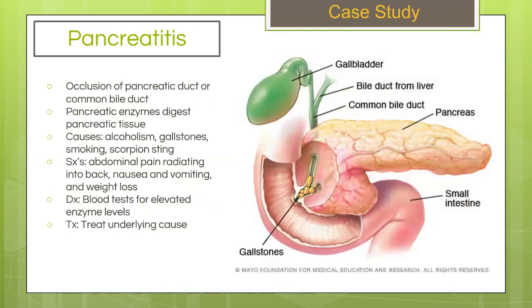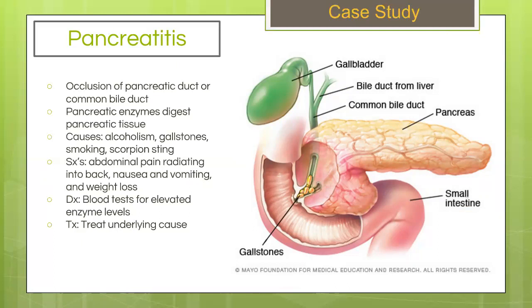So we have a second case study, and this is pancreatitis. Itis just means inflammation, so this is inflammation of your pancreas, and it is when the pancreatic enzymes start to digest the pancreatic tissues. This usually happens because there's some type of occlusion, so a blockage in the ducts of the pancreas or into the duct that enters into the duodenum, and that way the digestive enzymes can't be secreted into the duodenum. So instead of going into the small intestine, they stay in the pancreatic tissue and they start digesting the pancreatic tissue, which is not good.